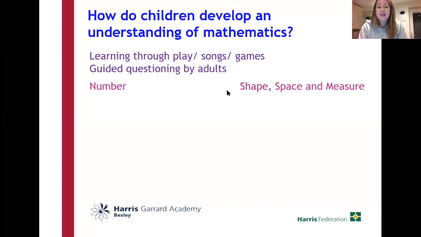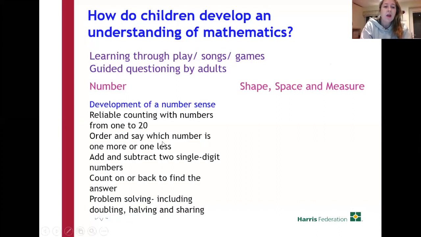So there are 2 separate strands that we teach towards the end of the early learning goals for reception. The first strand we're going to talk about is number. Number is a development of a number sense. So our expectation is all of our children can leave reception being able to count from 1 up to 20, to know that the numbers are all in order, they're sequenced, and the idea that we count them once.